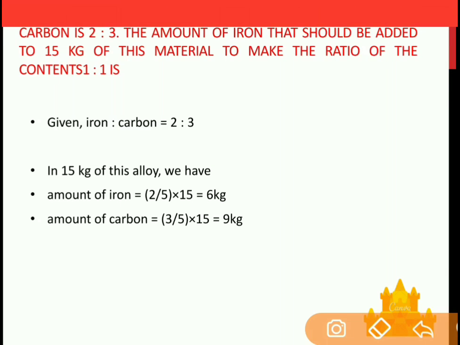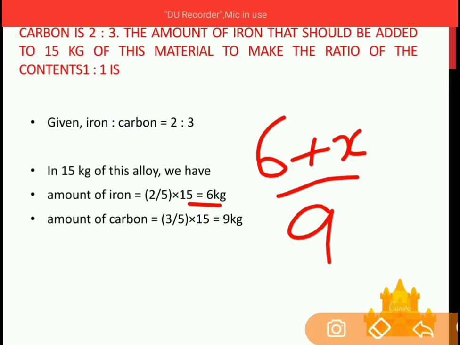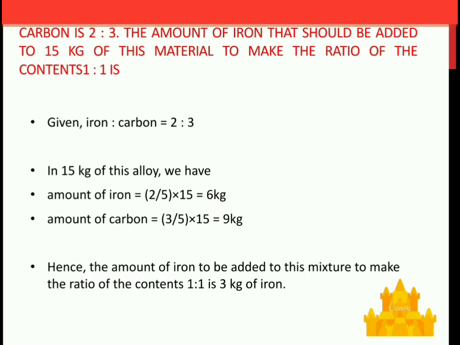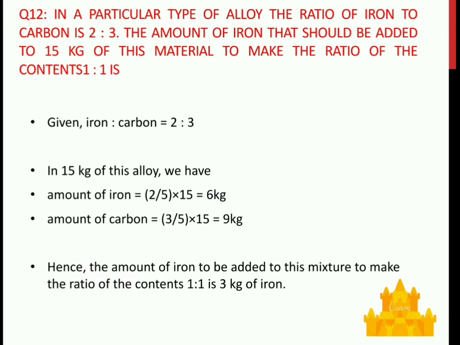Initially the quantity of iron is 6 kg. To this 6 kg of iron, x quantity of iron is added, and the amount of carbon is the same, then the new ratio becomes 1:1. So this is equal to 1:1. But obviously x will be equal to 3 kg. When x is equal to 3 kg, that is when 3 kg iron is added, then the amount of iron will be 9 kg and the amount of carbon will also be 9 kg, and the ratio will be 1:1. So the answer over here is, in order to get the ratio as 1:1, the amount of iron which has to be added is equal to 3 kg.